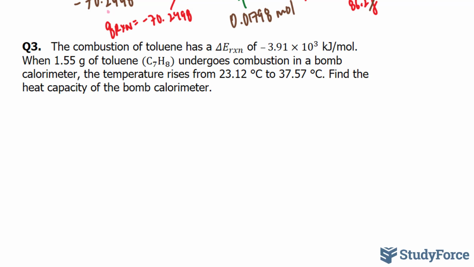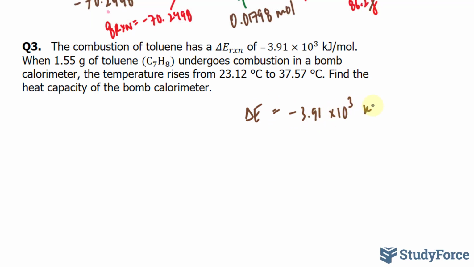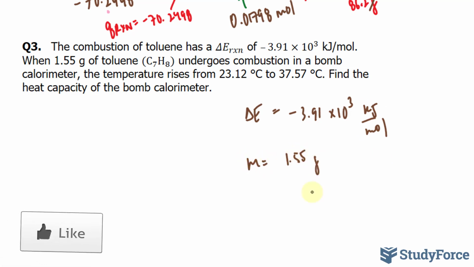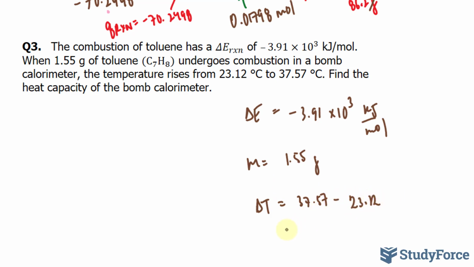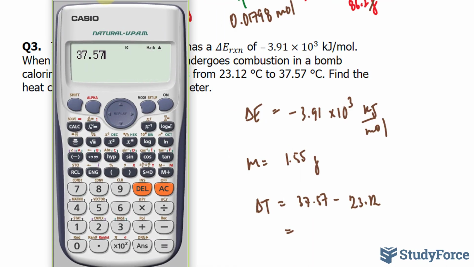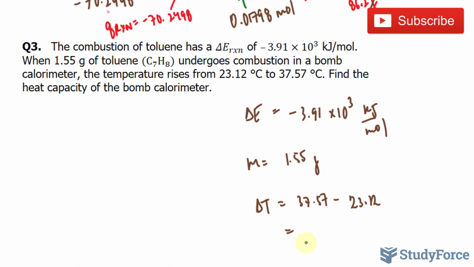Let's start off by writing out everything we know. We've been told delta E, and that's equal to negative 3.91 times 10 to the power of 3 kJ per mole. We've been told the mass, 1.55 grams. And we've been told delta T technically by taking 37.57 and subtracting it from 23.12. Let's go ahead and use our calculator to figure that out. 37.57 minus 23.12. That gives us exactly 14.45.